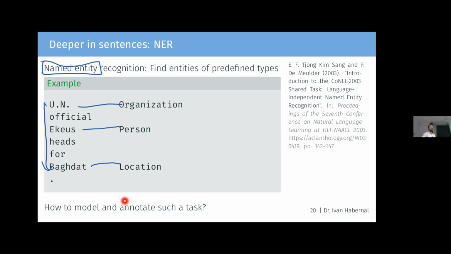Exactly. We should first tokenize, and here you see the tokenization. So splitting into words. We have to say UN is a word, official is a word, Ekeus is a word, heads, and so on. And the dot is not a word because we are going to label the tokens. This is the first assumption we need to take into account. And then the second thing, we have the tokens. So what we're going to do then is easy.